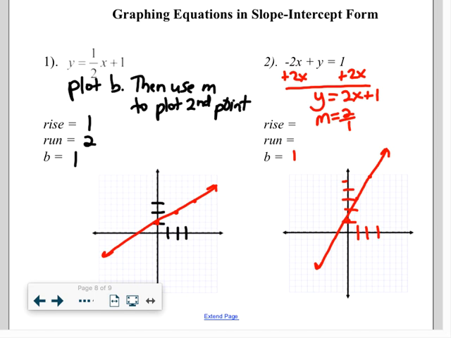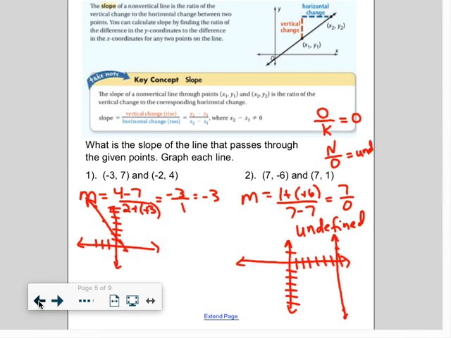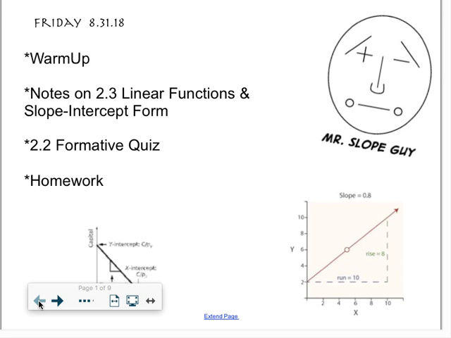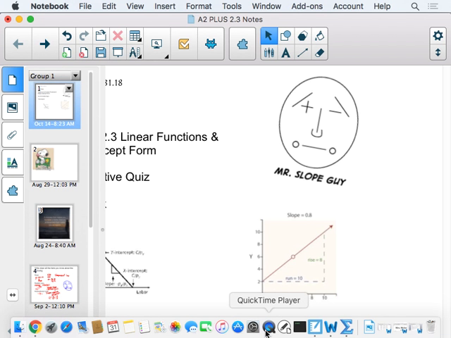Okay, so I think the back of this is blank. So what I'd like you to do is I want you to take out your laptops, and we're going to do from yesterday the 2.2 formative quiz. So take out your laptops.